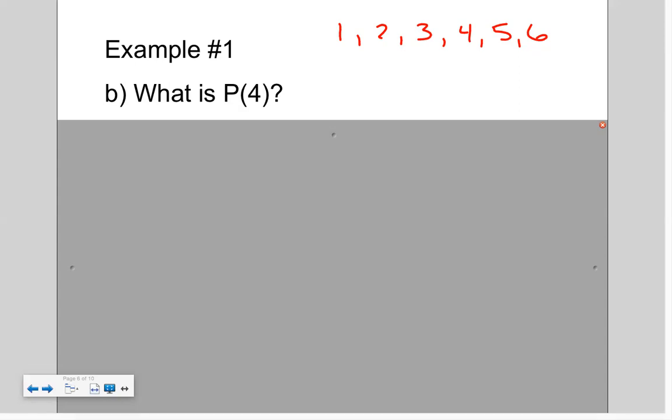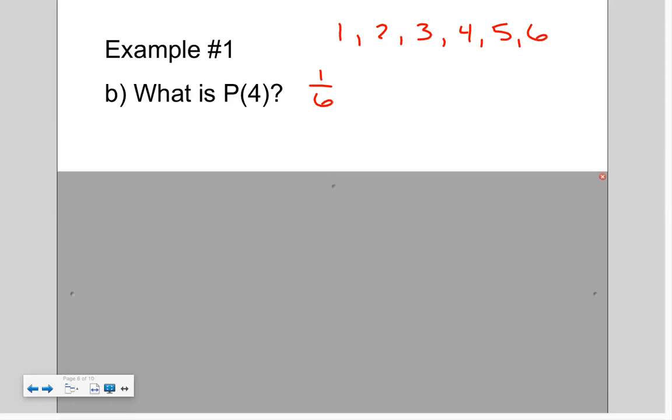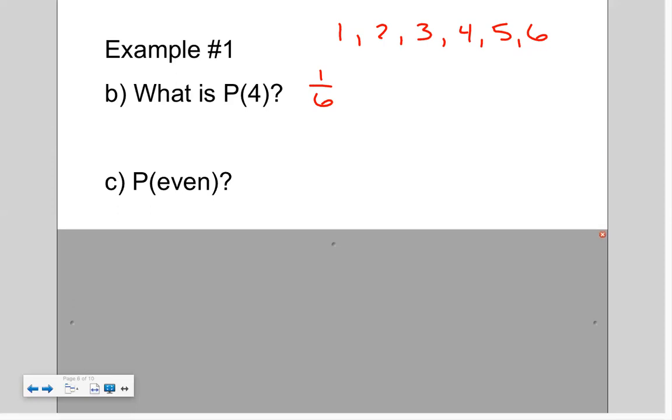All right. So remember, probability is the number of favorable outcomes over the number of possible outcomes. So 4 is our favorable outcome over our possible number, so that'd be 1 out of 6. In this case, I would say a fraction is probably our best way to write this. What's the probability of getting an even number? Well, 2, 4, and 6, so 3. Okay, 3 out of 6, which is 1/2.